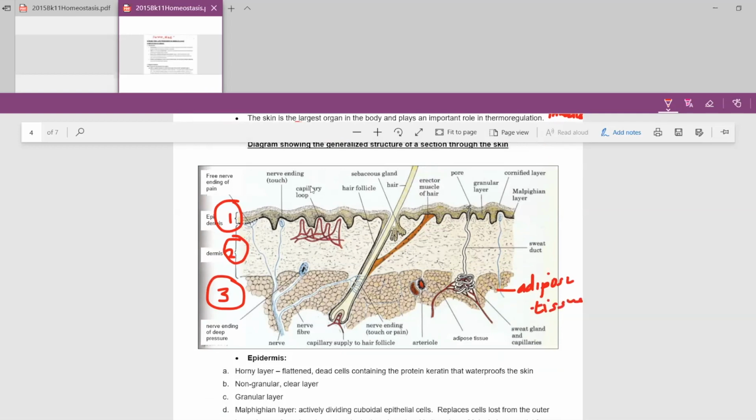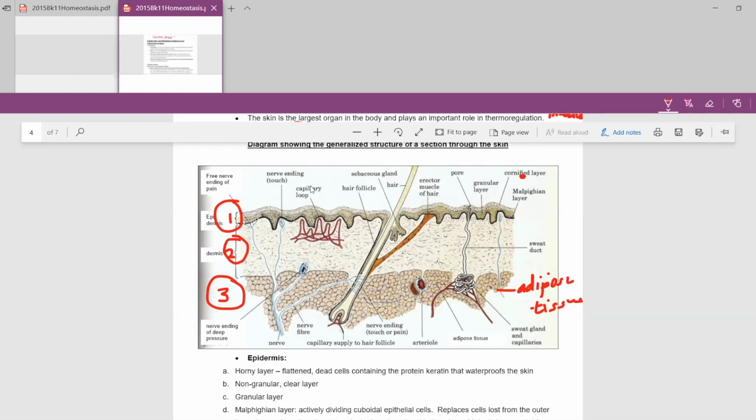And you should know your adipose tissue is there for insulation, shock absorbing, and protection. Now the epidermis, the outer layer, is cornified. Cornified means very hard. So the outer layer of this layer is very, very hard and covered with keratin. And the reason for this layer to be very hard is to protect all the underlying tissue.